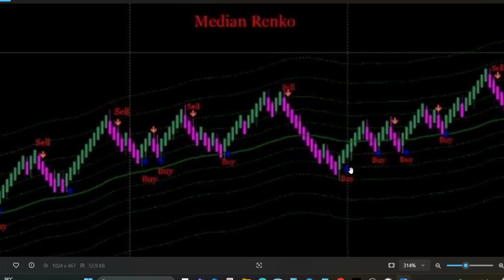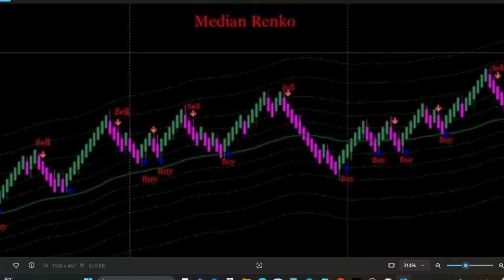So if the price moves higher than the previous bar's median, a green bar is formed. These green bars are usually formed when price moves higher than the previous bar's median. But if the price moves lower than the median, that's when you get the purple bars, depending on your color code, perhaps red bars if you want to make it red.